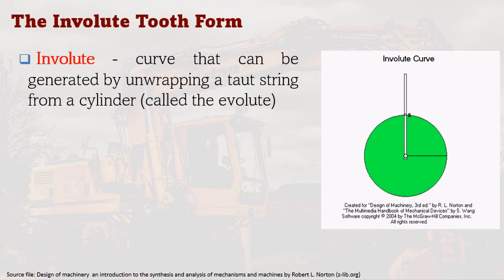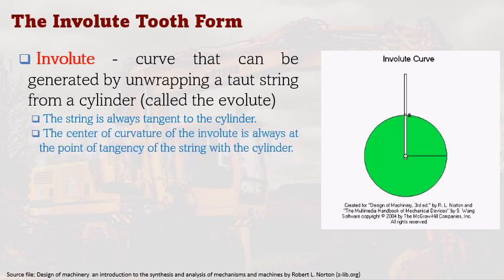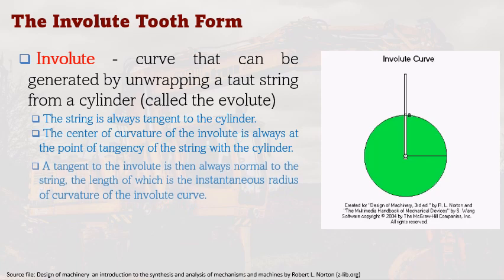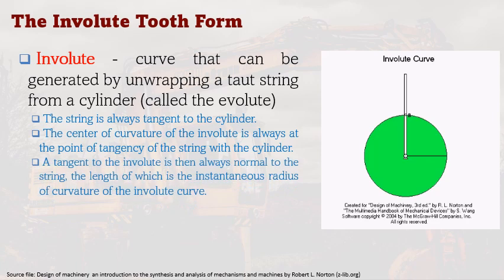When we say involute, it is a curve that can be generated by unwrapping a taut string from a cylinder called the evolute. Say for example, you have here in this animation. The involute uses a string which is always tangent to the cylinder, as you can see here in this animation. The center of curvature of the involute is always at a point of tangency of the string with the cylinder. A tangent to the involute is then always normal to the string, the length of which is the instantaneous radius of curvature of the involute curve.